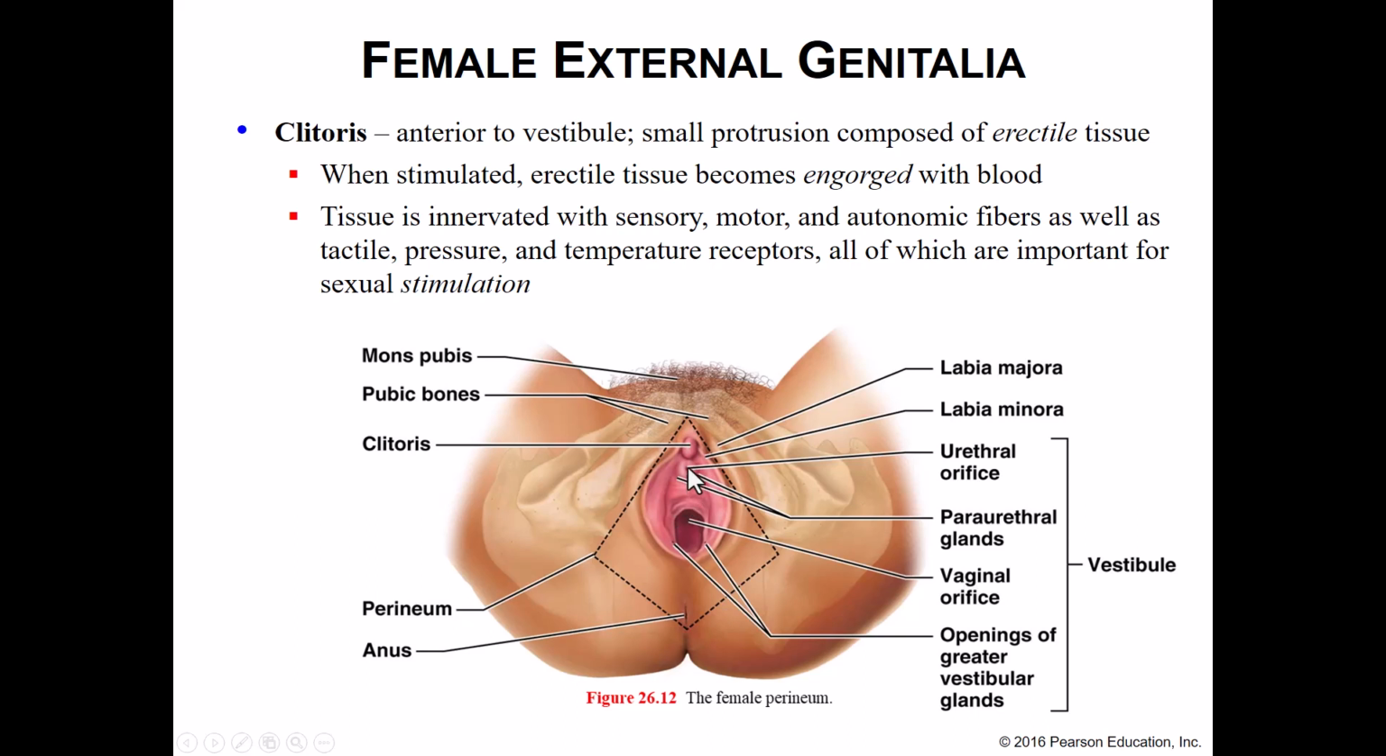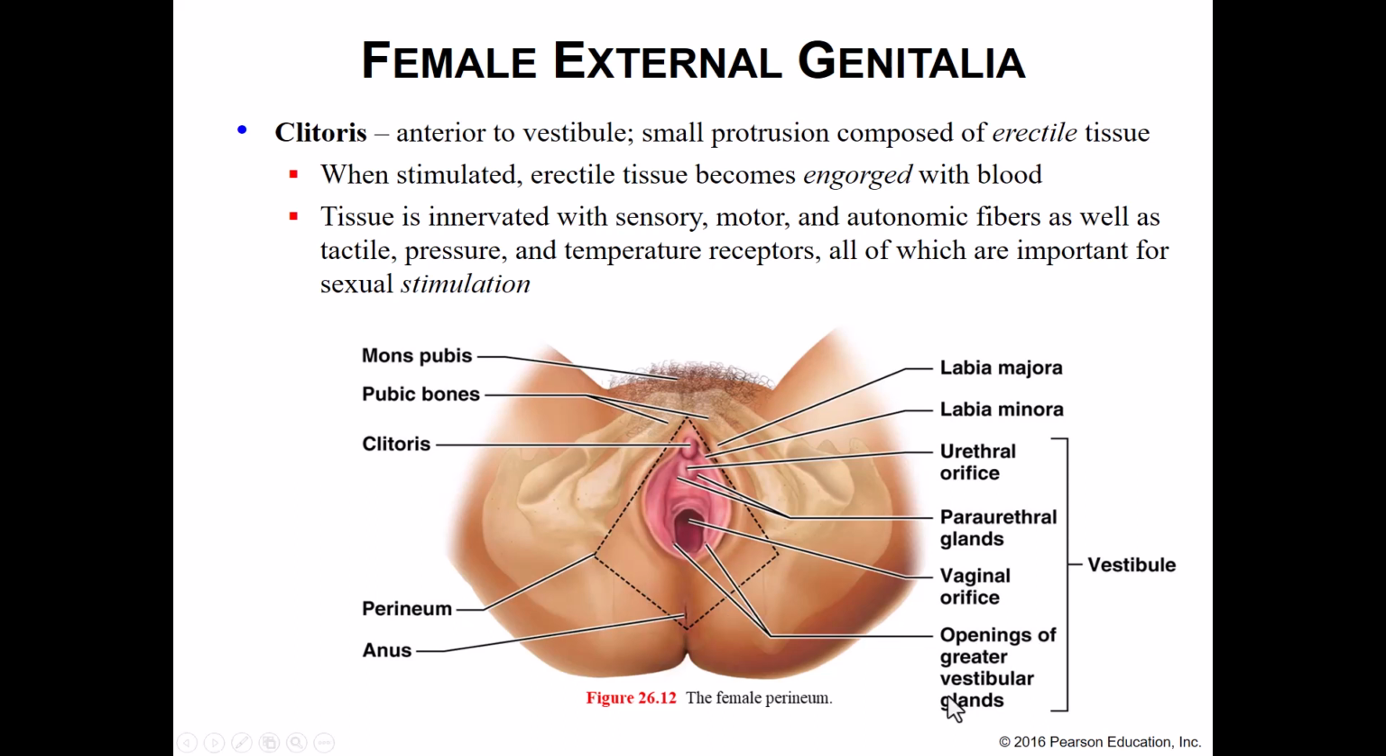This is the urethral opening from the bladder. You have paraurethral glands, a vaginal orifice here, and a comparison for the vagina has been given like a paper bag. If you have a paper bag that's folded when the vagina is not engaged in intercourse, it is folded like a paper bag, and then when the penis enters, it's like opening the paper bag.